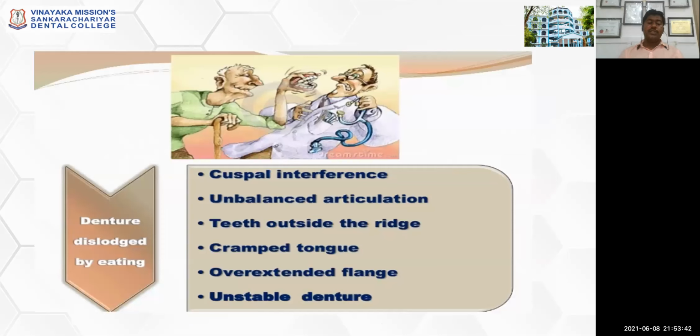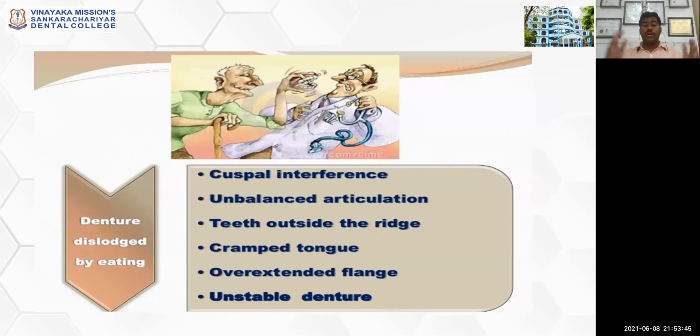So the denture is dislodged by eating, a common complaint. So what is your inference? Your inference should be that the patient has either cuspal interference, unbalanced articulation, teeth outside the ridge, a cramped tongue, an overextended flange, or an unstable denture.